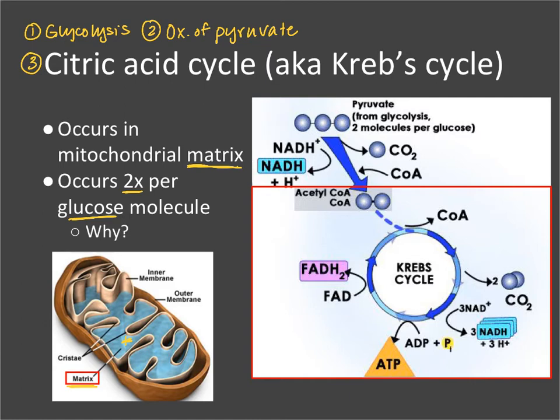And that's because, remember, we started out with this 6-carbon glucose that then was kind of split in 2 to form 2 3-carbon pyruvates. And then those 3-carbon pyruvates got converted to 2 2-carbon acetyl-CoAs.